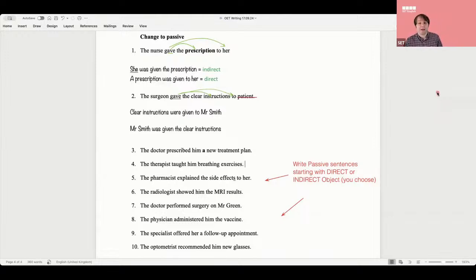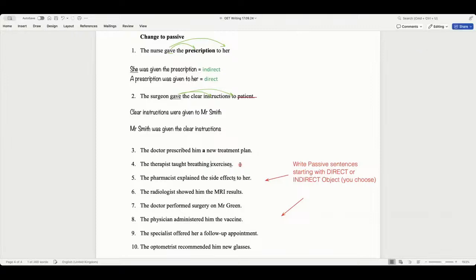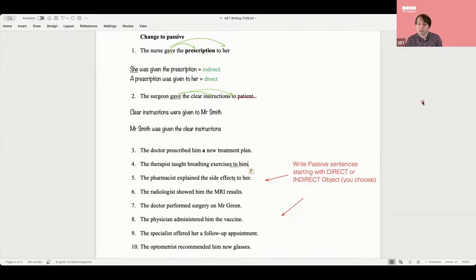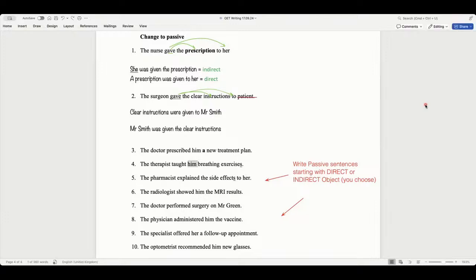Wait a second. Ismail, was or were? Was taught or were taught? Ismail, this is the direct object. Okay, and it's plural. So you need to say were. Okay, I write were. Oh, sorry. No, you said breathing exercises was. Oh, sorry. Alan, Mustafa, he was explaining the side effects. That's okay, Mustafa. Yes, question, please.